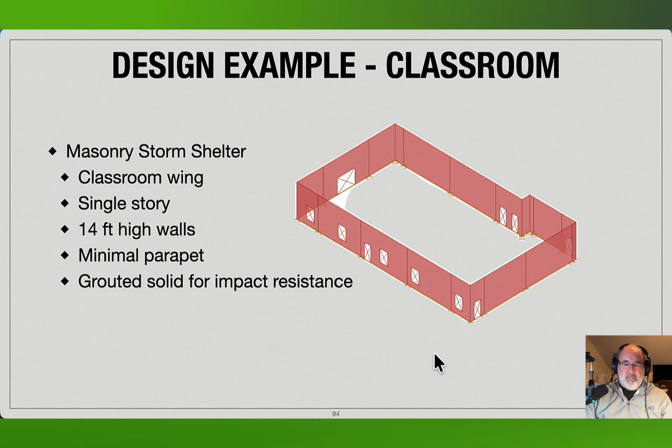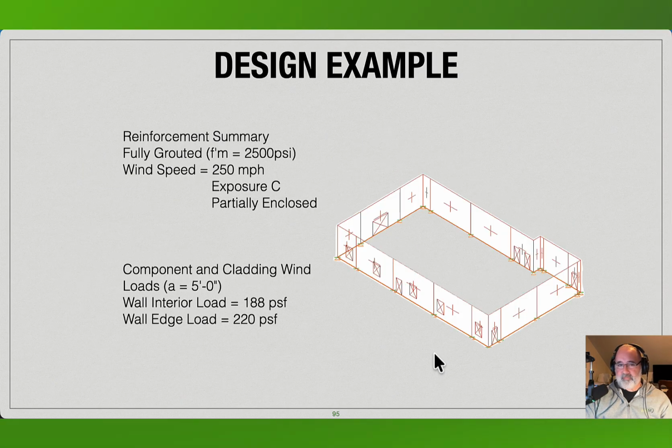Again, looking at a simpler situation where we actually could use a classroom wing. And again, it's going to be a lot lower overall demand on the design because of the shorter walls. One of the other things that we did here is we eliminated the different movement joints that we had between different elements so that we increase the overall capacity for the elements to work together. We really minimized the parapet for the design and obviously solid grouted for the impact resistance. So again, you can see what some of the different reinforcement requirements would be for the design.